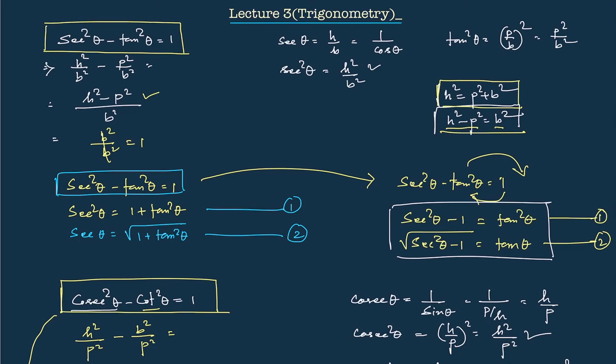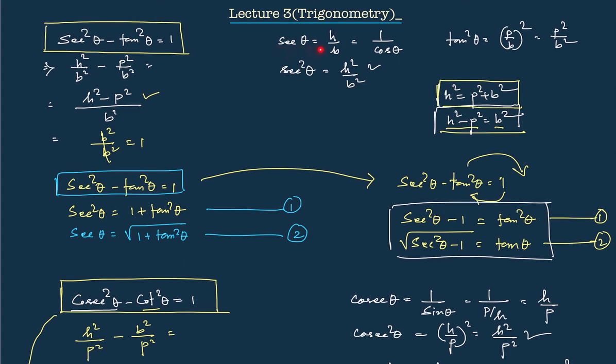Today we are going to continue lecture 3 of trigonometry. In the previous classes, we studied the trigonometry formulas and identities. In this class, we are going to look at some other formulas. You can see sec square theta minus tan square theta is equal to 1. How to prove this?